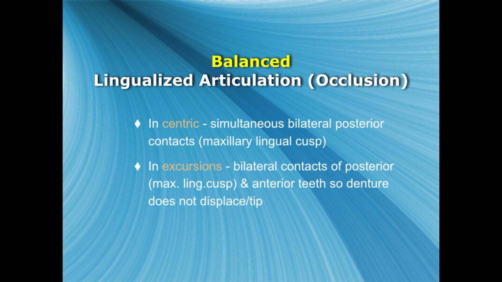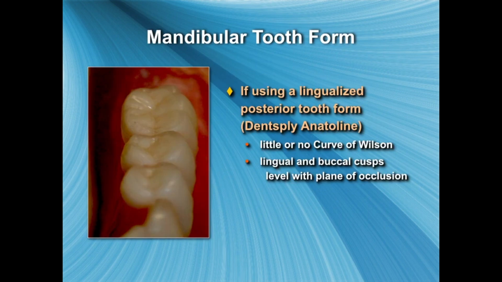In other words, the maxillary lingual cusp is in contact with the central fossa or the center of the marginal ridge of all posterior teeth. In excursions, we would like to establish bilateral contacts of the posterior teeth, that is the maxillary lingual cusp, and the anterior teeth, so the denture does not displace or tip during function. Some mandibular tooth forms have been designed for use with a lingualized occlusion. One such mold is the Dentsply Anatoline molds.